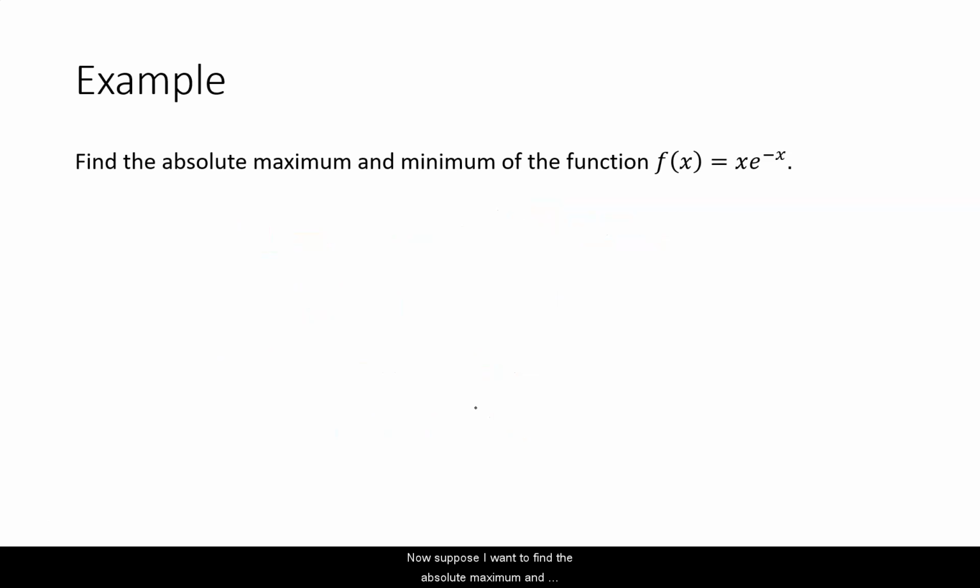Now suppose I want to find the absolute maximum and minimum values of the function f of x equals x e to the negative x. So what we'll need to do is essentially find the critical points of f and then determine whether those critical points tell us where our maximum or minimum is located. So let's see what our critical points are for this function.